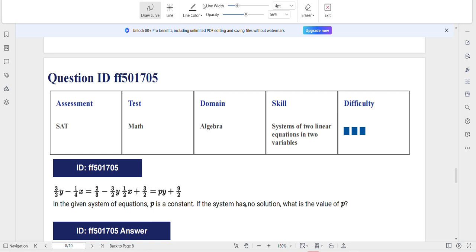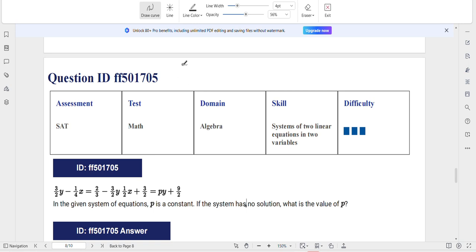First of all we have to understand that for two lines to have no solution, they must be parallel to each other, and parallel lines look like this. Parallel lines do not have any solution, which means these two equations must be parallel if they have no solution. So let us arrange these equations first.